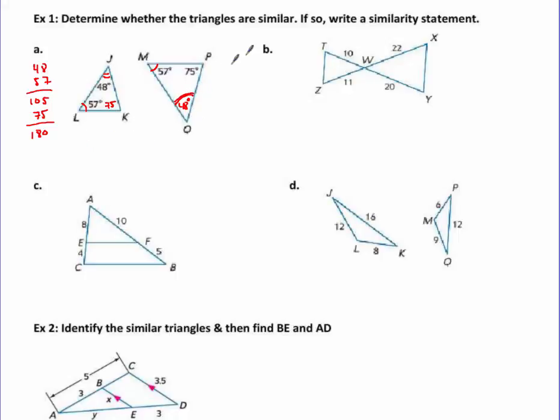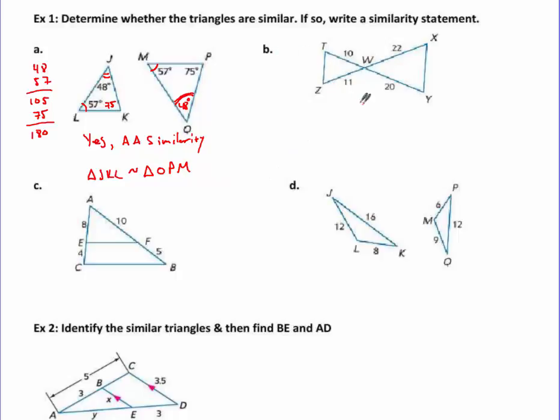And so we have determine whether the triangles are similar. And I'm going to say yes, they have AA similarity. And I have to write a similarity statement. So triangle JKL, remember I can pick any order I want, is similar to, but now I cannot pick any order I want. So J was the 48, so that matches up to O. K was the 75, matches up to P, and L was the 57, matches up to M. Has to go in that order.